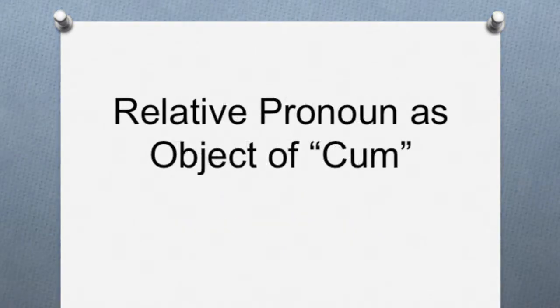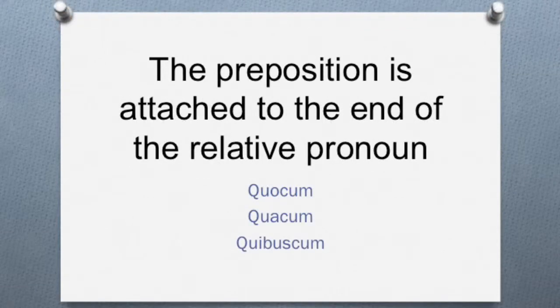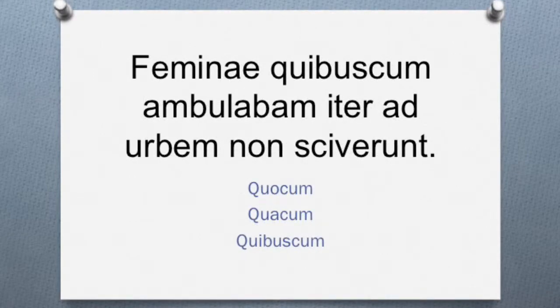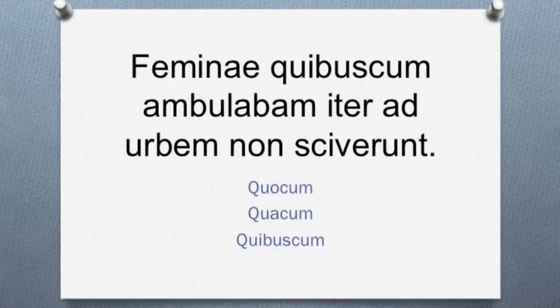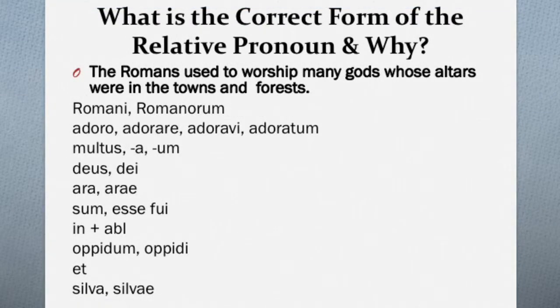And now I'd like to tell you about the relative pronoun being used as the object of the preposition cum. Just like the pronouns ego and tu in their ablative forms, the relative pronoun will have cum attached to the end of it to create the words quocum, quacum, and quibuscum. Look at it here in this sentence. The women with whom I was walking did not know the path to the city. Quibuscum, with whom. Pay attention to that as we move forward.